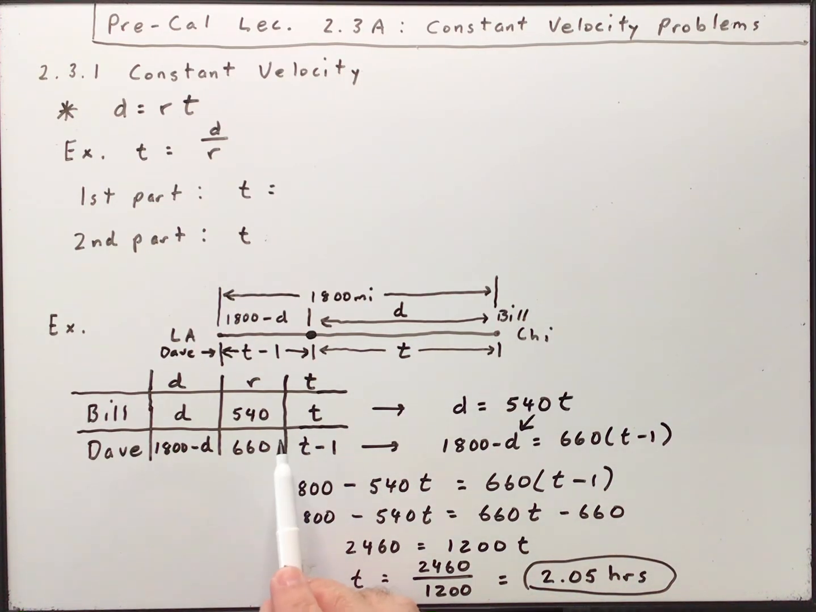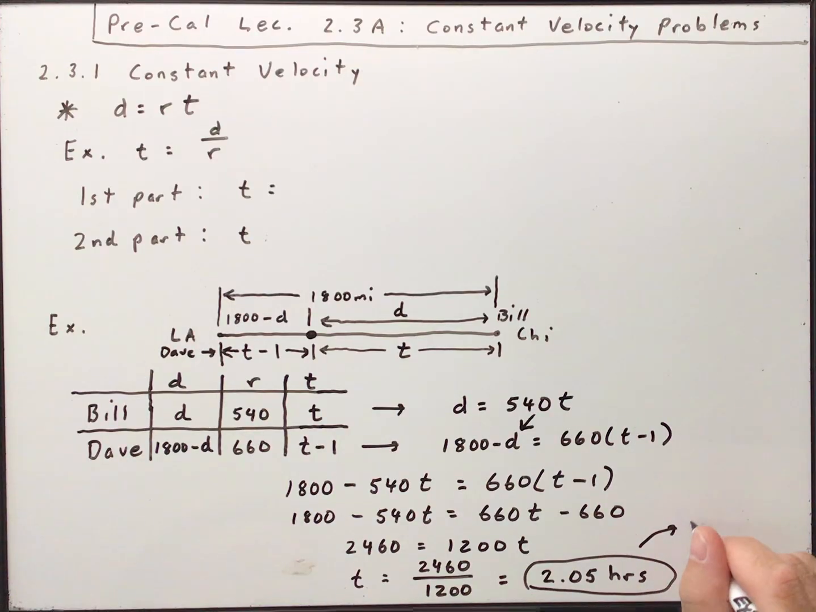Now we were asking for Bill's time. If you read the problem, how long will Bill travel? If we were asking how long would Dave travel, we would take that number and subtract 1 because it would be 1.05. But the question asked for Bill's time. So we don't have to make any adjustment.